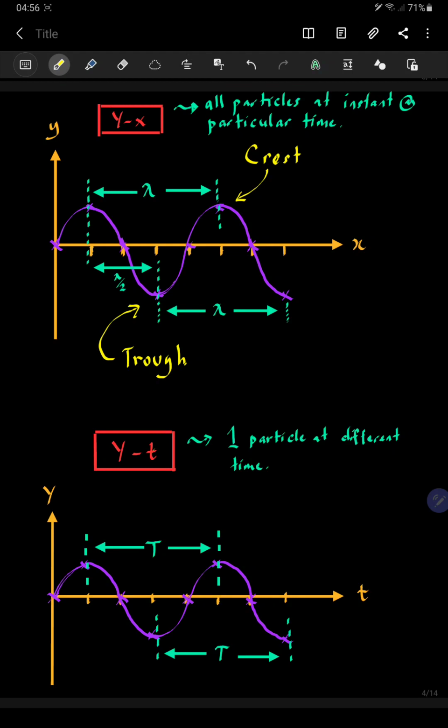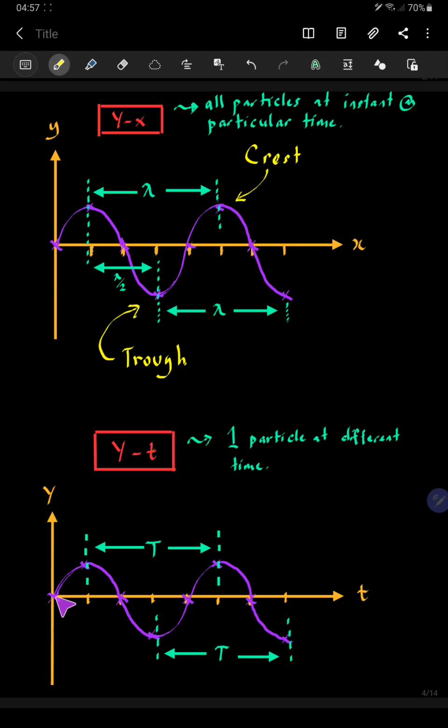For the y against t graph, we are discussing the position of one particle at different times. What does it mean? Let's just focus on the first particle here. At t0, what happened to this particle? At 2 seconds, what is the position of the particle? At the 3rd second, the 4th second, the 5th second, what happened to the particle? The particle is just oscillating upward and downwards, isn't it? So this graph represents the displacement of that particle at different times.